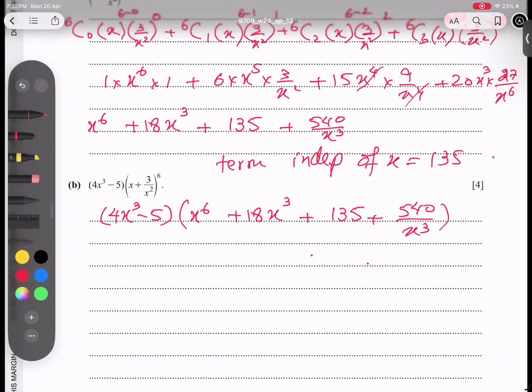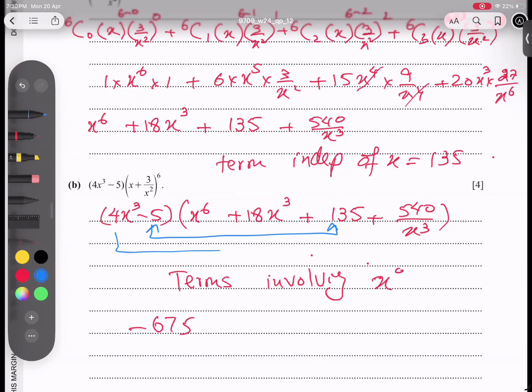Now I can try to write one statement only. Terms involving x to power 0. So how to get it? Naturally 5 multiplied with this number, 5 times 135, I'm getting negative 675. Okay, now this term multiplied with this, and this x cube and this x cube will cancel out. And I think you understood well why I'm doing so.